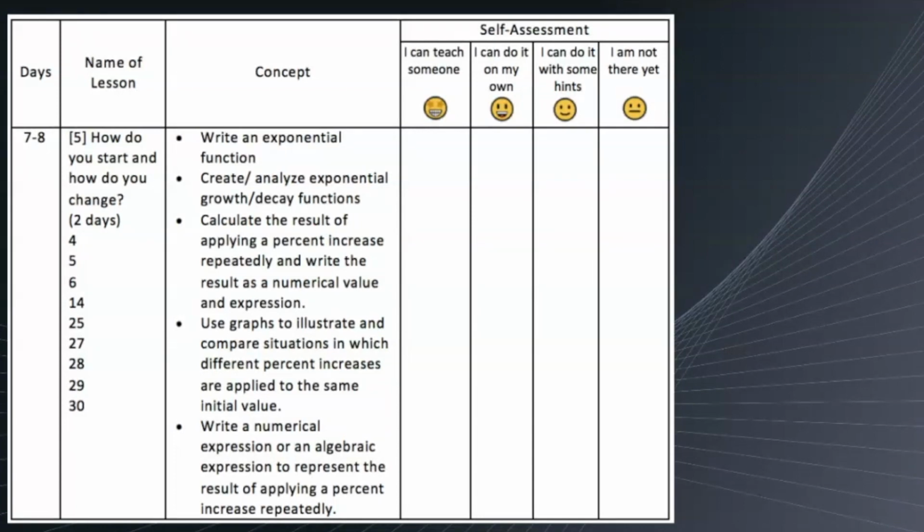In this lesson, students are expected to write an exponential function, analyze exponential growth decay functions, calculate the result of applying a percent increase repeatedly, and write the result as a numerical value and expression, use graphs to illustrate and compare situations in which different percent increases are applied to the same initial value, write a numerical expression or an algebraic expression to represent the result of applying a percent increase repeatedly.